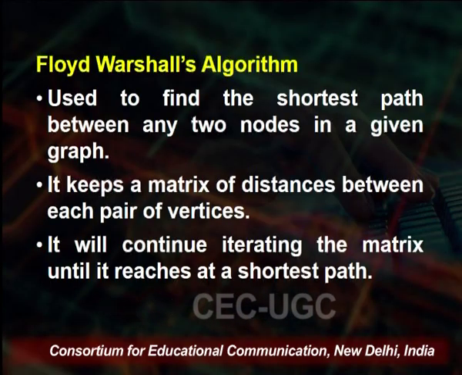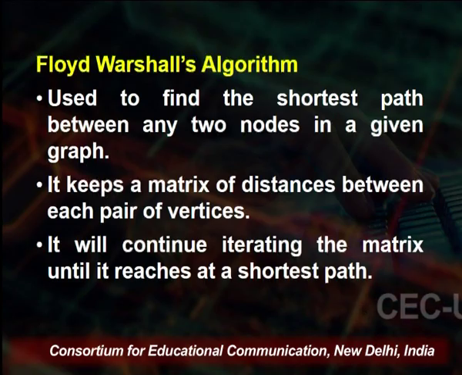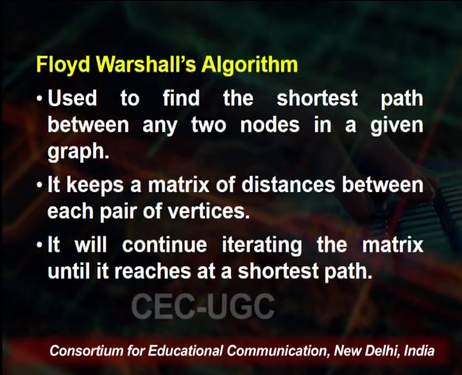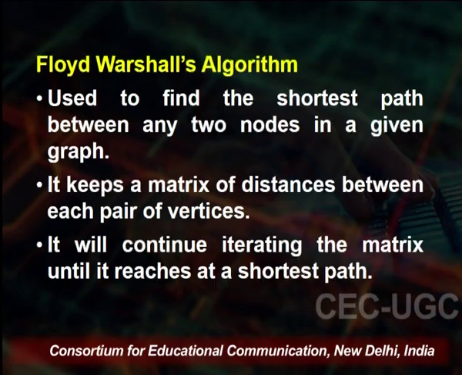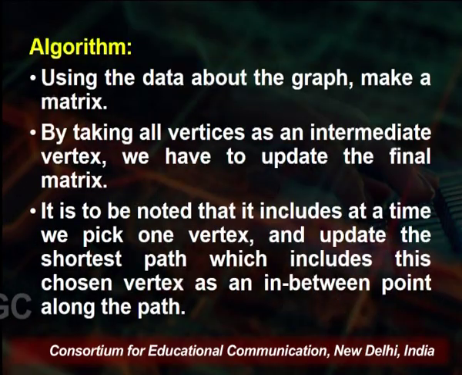Moving further, the last algorithm which we listed was Floyd-Warshall. It is again an algorithm used to find the shortest path between any two nodes in a given graph, and it keeps a matrix of distances between each pair of vertices, and it will continue iterating the matrix until it reaches the shortest path. We are going to take the data about the graph in the form of a matrix, and taking all the vertices as intermediate vertices, we need to update the final matrix.